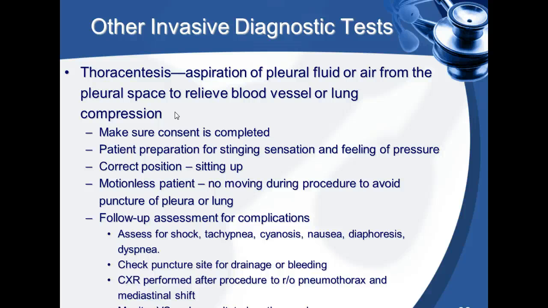And the person needs to sit up, and the patient needs to be motionless to avoid puncture of the pleura or lung. And the follow up, the main thing, is to assess for shock, which will consist of tachypnea, cyanosis, nausea, diaphoresis, or dyspnea. And you want to assess for bleeding at the puncture site. And if you have any problems, you assess the patient for pneumothorax and/or mediastinal shift, and monitor vital signs as well as breath sounds.